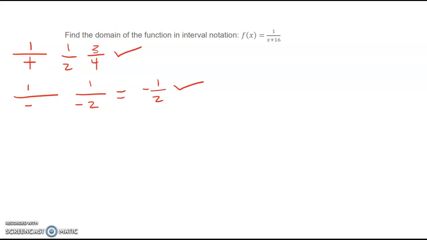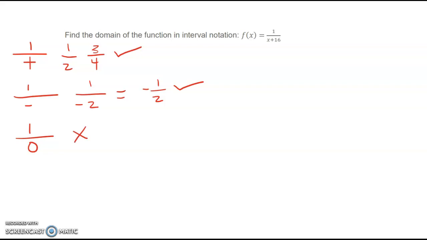Now the other case is 0. Can we have 0 in the denominator of a fraction? No, we can't. I actually have a shirt that says it's all fun and games till somebody divides by 0. So no 0 in the denominator. So this is what's going to give us a problem, and this is what we're going to look at.